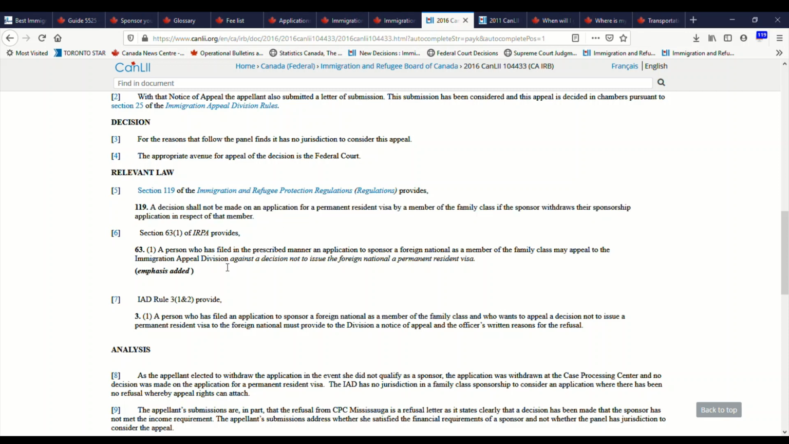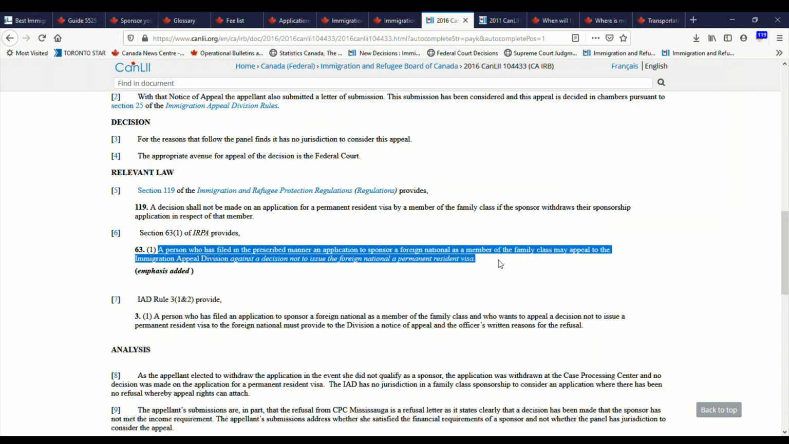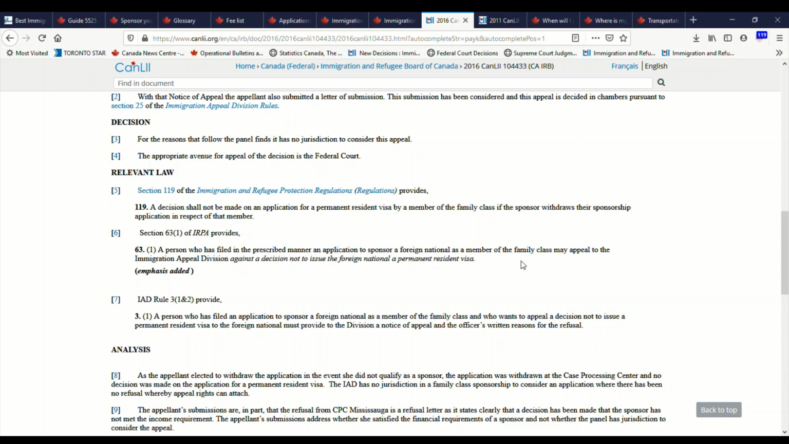Now let's look at the appeal rights. Under section 63, subsection 1 of the Act, a person who has filed in the prescribed manner an application to sponsor a foreign national as a member of the family class may appeal to the Immigration Appeal Division against the decision not to issue the foreign national a permanent resident visa. So, quite obviously, one has to have a sponsor first. As soon as it's withdrawn, there is no sponsor available any longer. The file is closed. No appeal rights exist.